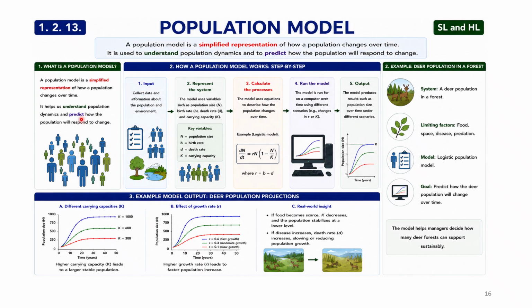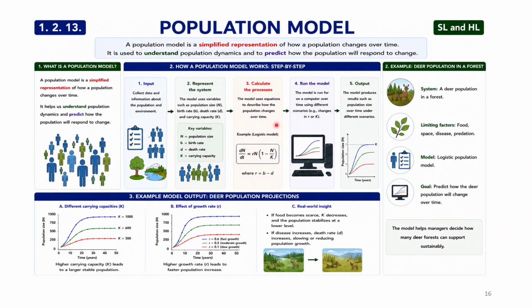Population models help us analyze population dynamics and evaluate the effects of environmental factors on species survival. The process begins with collecting data on population size, birth rate, death rate, and environmental conditions. These variables are represented mathematically, often using the logistic growth model, where population growth is limited by the carrying capacity, K, of the environment. The model is then run under different scenarios to predict future population trends.